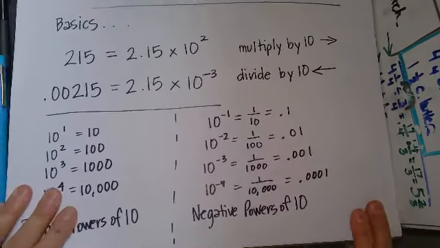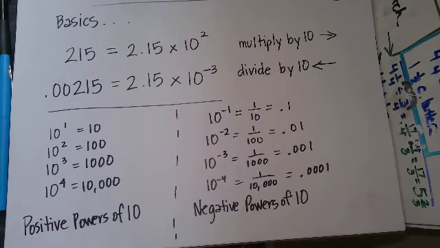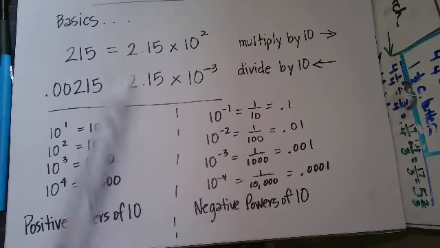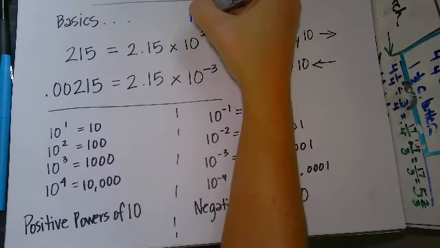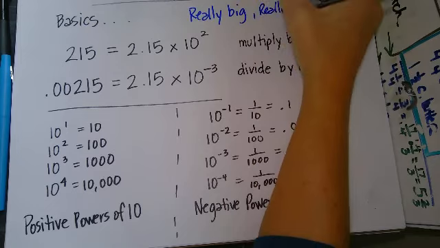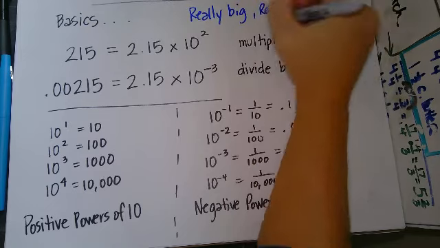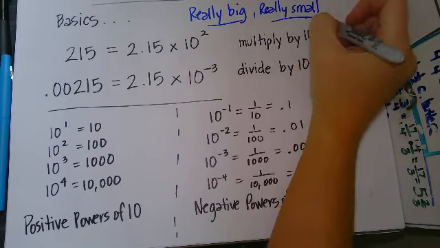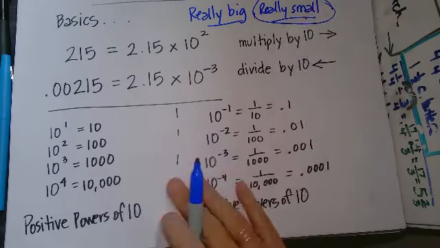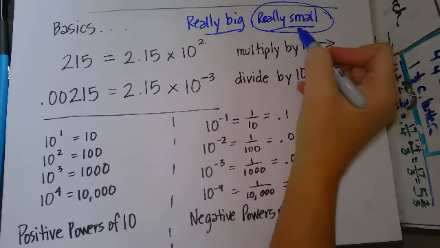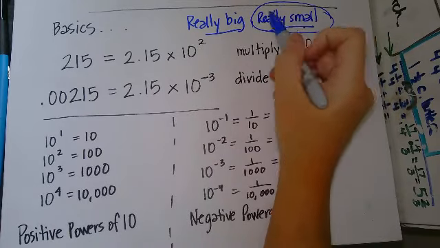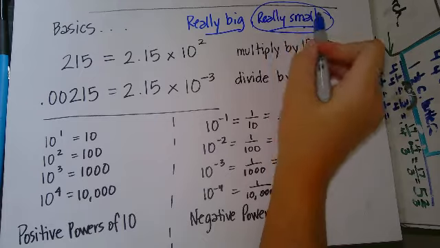So scientific notation using the powers of 10 is essentially used when we're talking about really big or really small numbers. So when we're talking about microscopic particles, for example, those are really small. The size of a virus, that's really small. We're going to want to use scientific notation to write the size of those tiny little objects.